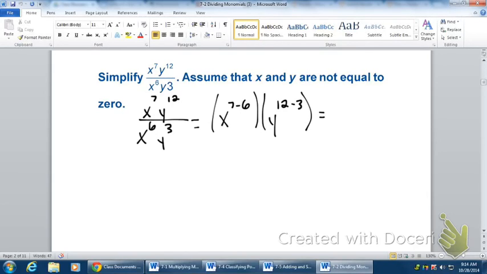This will leave you with x to the first, which is essentially just x. And then you have y to the 12th minus 3. What's that going to be? 12 minus 3. That's it.